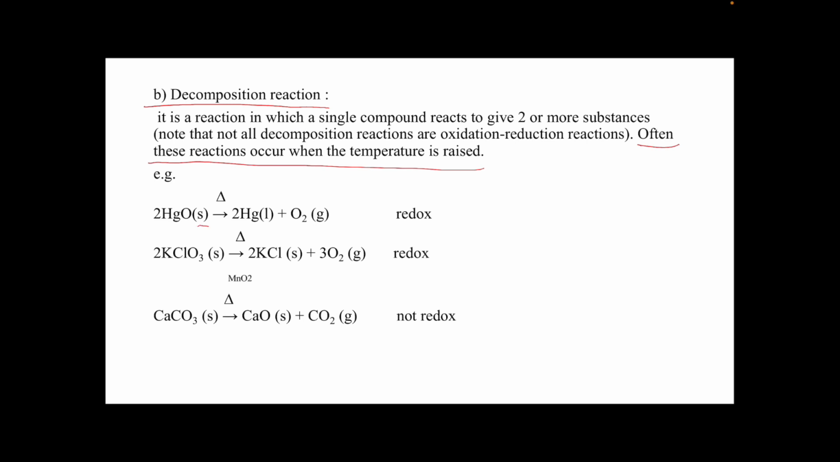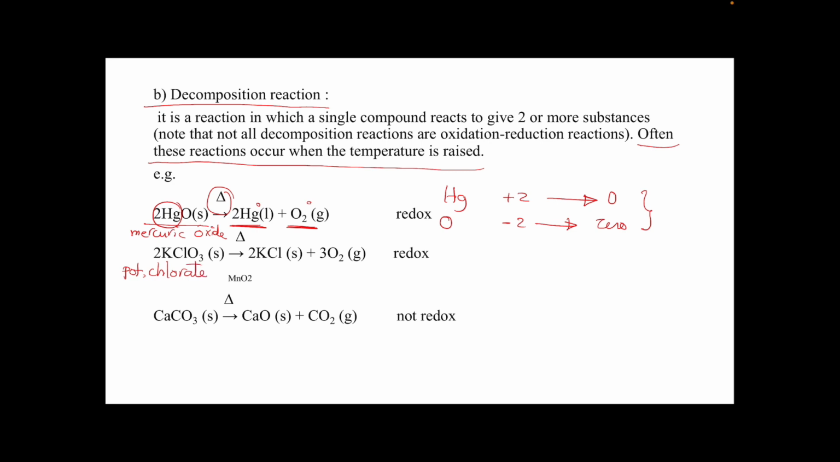Let's check the examples. The first example is this compound. This is mercuric oxide. Mercuric oxide, by the effect of heat, is converted to mercury. This is metal, charged 0. And oxygen gas also charge 0. The mercury here was +2 in the reactants and in the products it's 0. The oxygen was -2 and in the products it became 0. So here we have oxidation and reduction reactions.